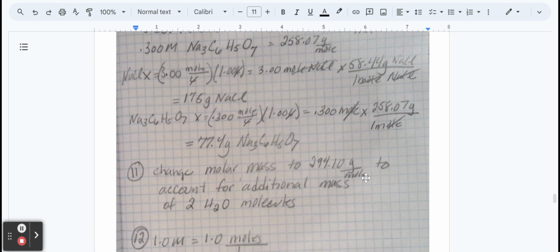294.10 grams to account for the additional mass of adding 2 water molecules on. So each water molecule is 18.02 grams per mole. So adding 2 of those onto my total mass, and that's where I get the 294. And then the work itself is going to look very similar to what we did with number 10.